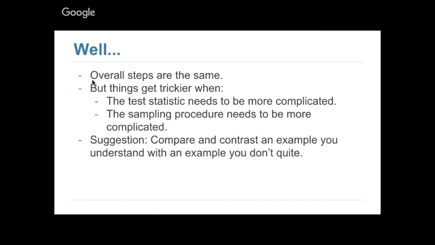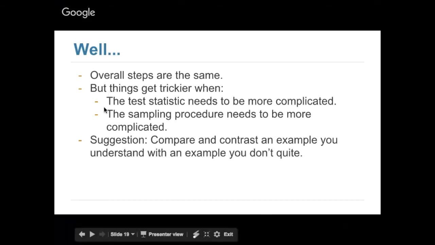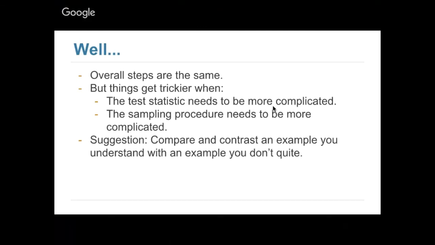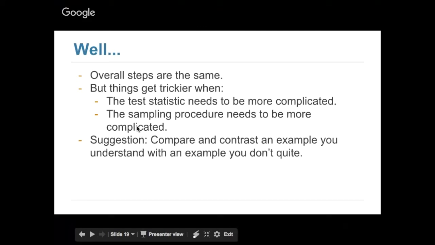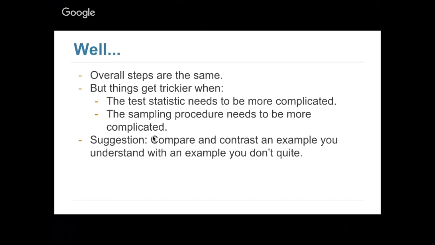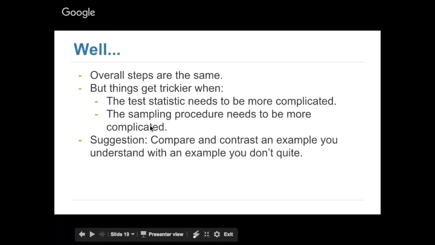Choose a hypothesis, choose a test statistic, do a simulation. But those steps themselves can get a little bit more complicated. In some cases, we saw that the test statistic needs to be more complicated in order to answer a different alternative hypothesis. That's one additional piece of complexity. Another is that the sampling procedure needs to be more complicated. For example, in the jury panels, we have to do something pretty sophisticated in order to actually pull out example juries. So those are two areas in which your process becomes more difficult to understand, but the overall steps are all the same.